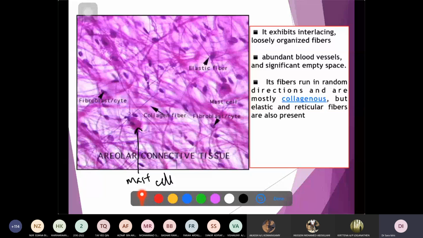A lot of the other cells, especially those interspersed between the fibers, are your fibroblasts, which are synthesizing the fibers here. So this is a type of connective tissue known as loose connective tissue or areolar connective tissue. No organization. You have collagen, elastic fibers, fibroblasts, mast cells, all kinds of cells in it. Sometimes you can see blood vessels running through it. So this is your areolar or loose connective tissue.